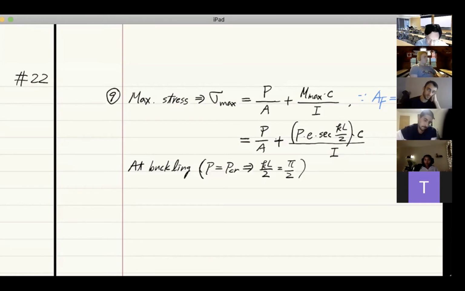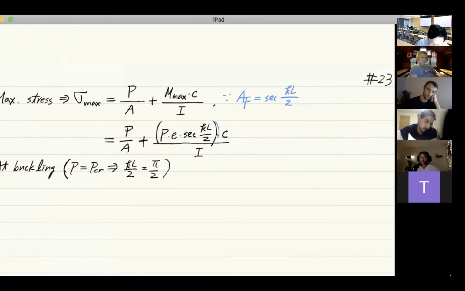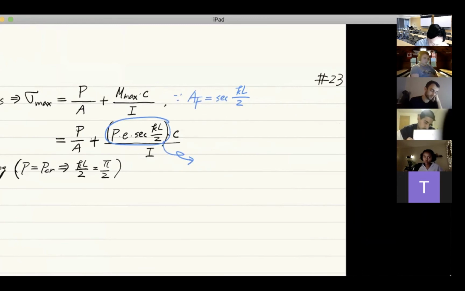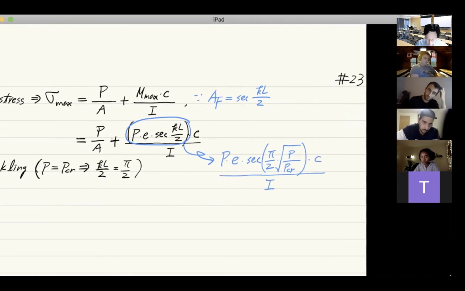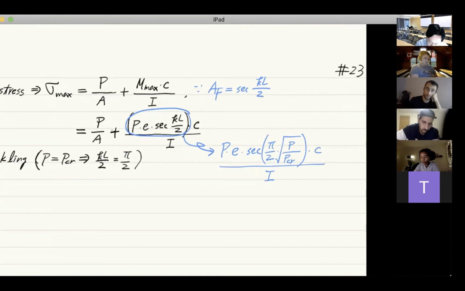However, we can write this expression this way. You can take this one out. You can write it like this. You can write this to be P times E times secant. Now I'm going to reverse things a little bit. I'm going to write this to be pi over 2 times the square root of P over PCR. So I'm going to write it like this. And the whole thing times C divided by I. So here the question is, how do I get this to become this?